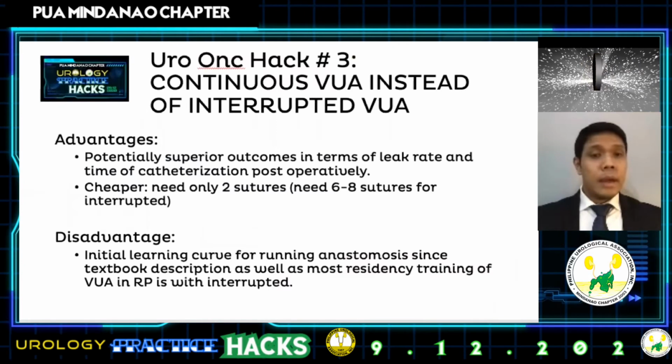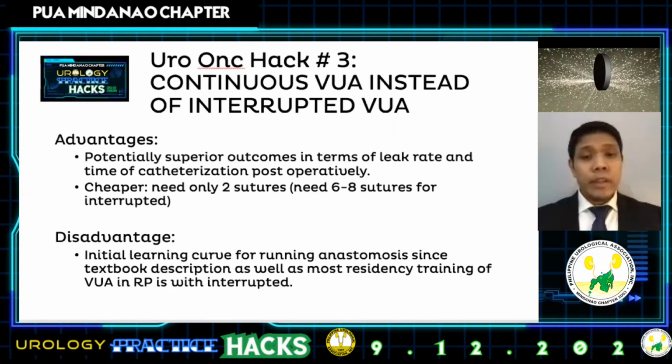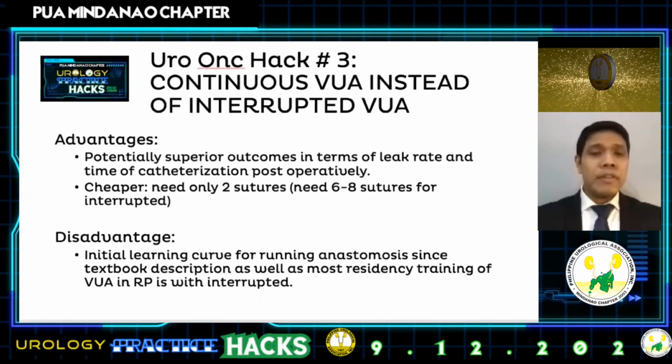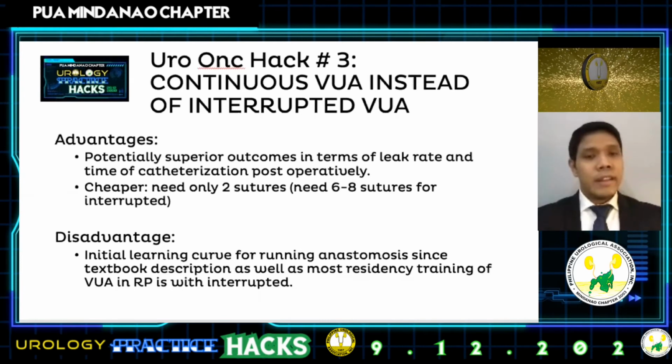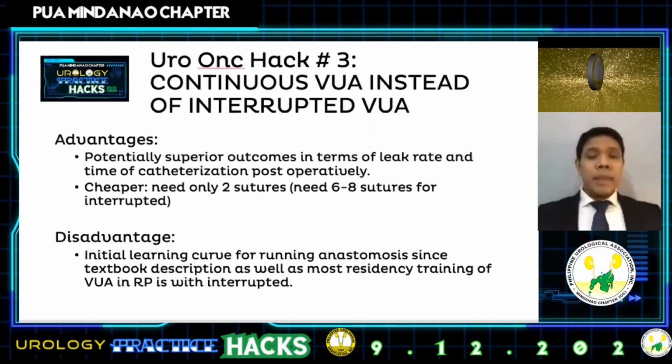However, it's worth considering as a hack using continuous VUA. Potentially, there are superior outcomes in terms of leak rate, time of catheterization post-operatively. It's also cheaper because you only need 2 sutures, whereas you need 6 to 8 sutures when you do interrupted. Of course, a disadvantage would be the initial learning curve for running anastomosis, since textbook description, or most of us were actually trained during residency with an interrupted technique in the VUA during radical prostatectomy.